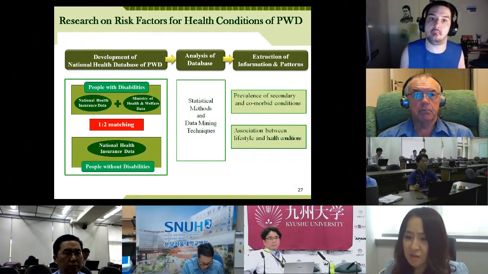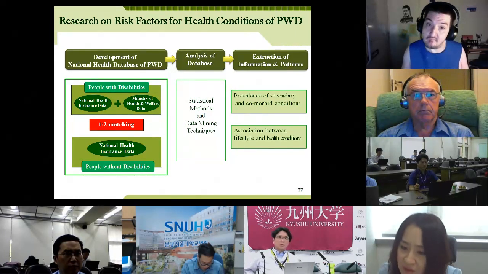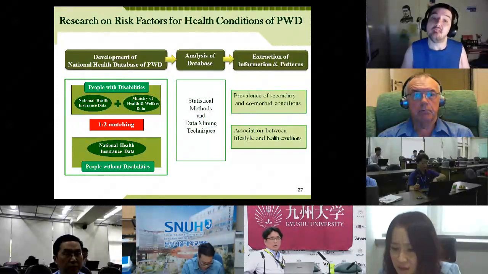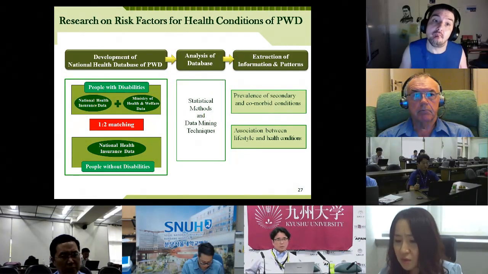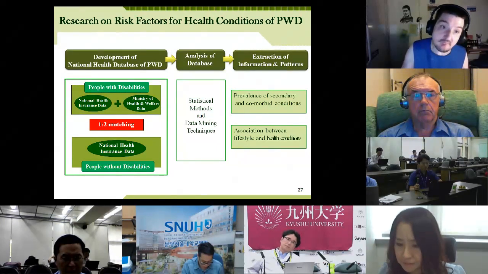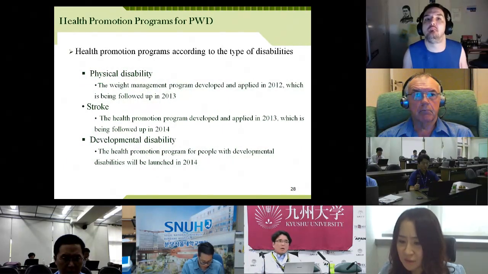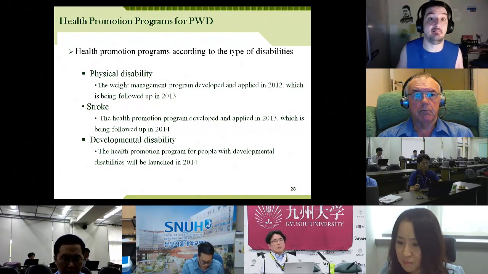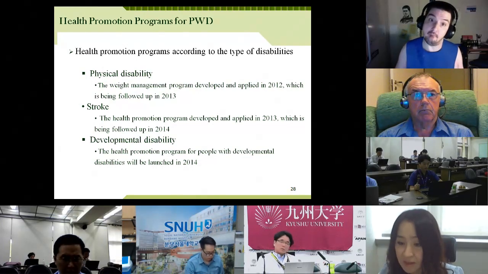And we are analyzing the multiple risk factors for health conditions of people with disabilities by statistical methods and data mining techniques. And we intend to evaluate the combined patterns of risk factors. And we are currently developing the health promotion programs according to the types of disabilities.